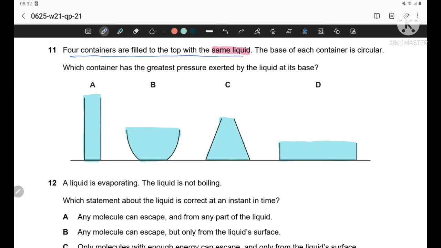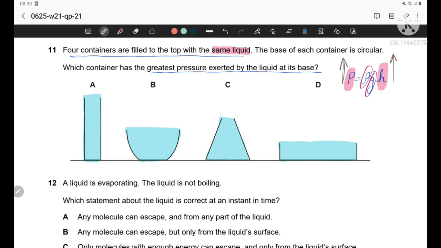And we need to find out which container has the greatest pressure exerted by the liquid at its base. So here we have to look at the equation of pressure in a fluid or liquid, which we know is pressure equal to density of the liquid times gravitational field strength times height. For all these containers, as they contain the same liquid, the density is the same, and the g value, gravitational field strength, for Earth is 10, so the g value is also the same. So only by comparing height we can understand which one will have a greater pressure. When height is more, pressure will be more.